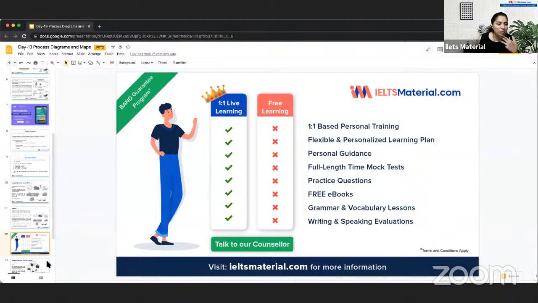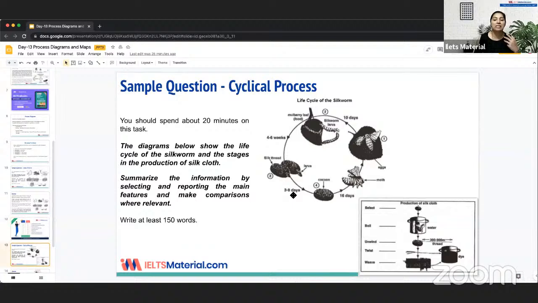Okay, now let's move on to the next part, giving you an example of a cyclical process. Here, if you see, we have two different processes involved. One is a cyclical process along with the production of a linear process, that is silk cloth. Obviously, only after the silk is produced will the cloth be produced, right? So that can be taken as a linear process, but the life cycle of the silkworm is a cyclical process. So here we have taken two diagrams, right?